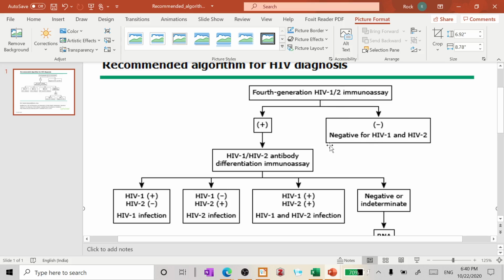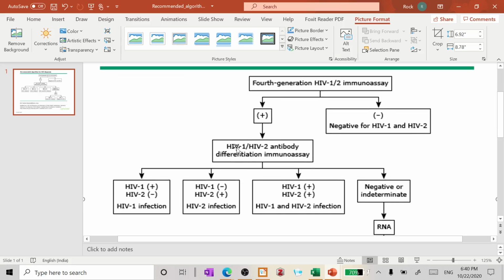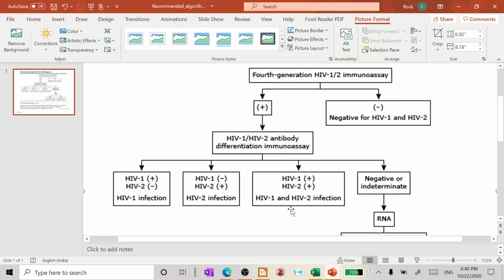If it is negative, it is negative. If it is positive, then we have to differentiate whether it is HIV 1 or 2. So it is a differentiation immunoassay of antibodies to HIV 1 and 2. If HIV 1 is positive and 2 is negative, it is HIV 1 infection. If 2 is positive, then it is HIV 2 infection. And if both are positive, then both infections are present.